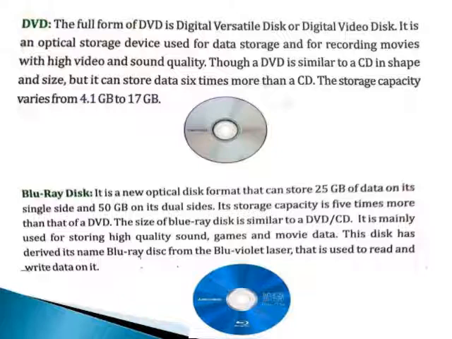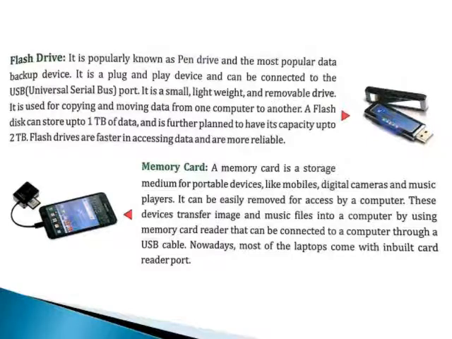Blu-ray disc. It is a new optical format that can store 25 GB of data on its single side and 50 GB on its dual side. Its storage capacity is 5 times more than that of a DVD. The size of a Blu-ray disc is similar to a DVD or CD. It is mainly used for storing high quality sound, games, and movie data. This disc has derived its name from the blue violet laser that is used to read and write data on it.